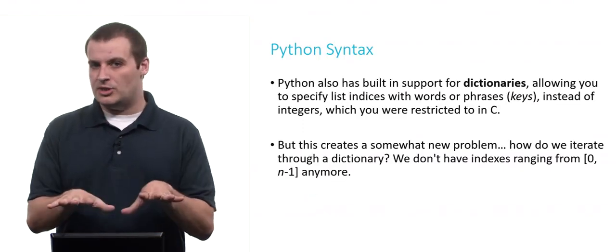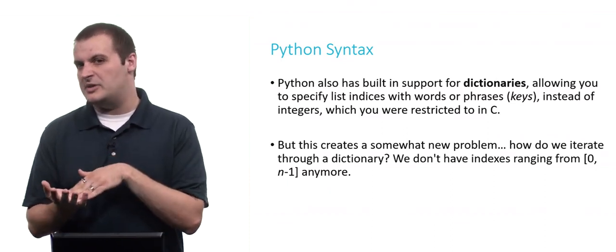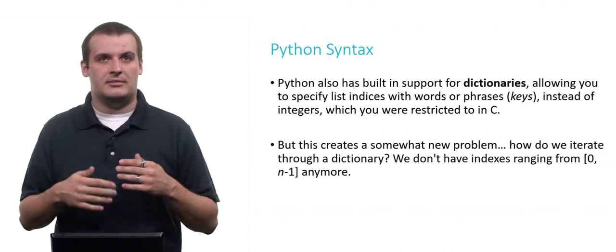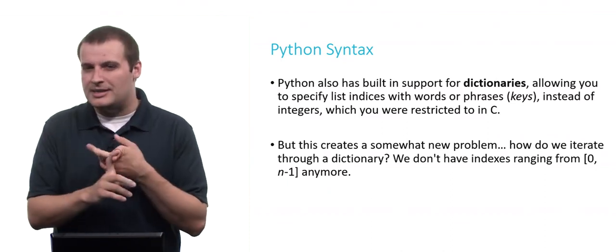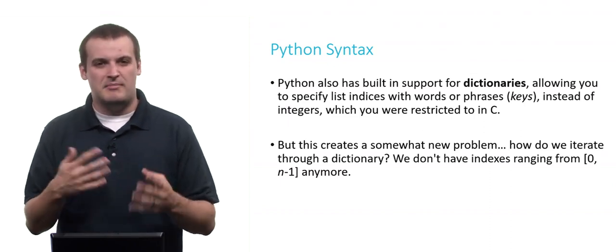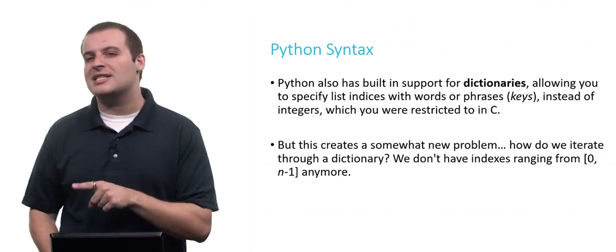But we've introduced a new problem. If we don't have integer-based indexes, like we did in C, how do we iterate through the dictionary? I guess we could iterate over the keys alphabetically, but then we would have to sort them alphabetically. That feels kind of messy. Fortunately, we can do this, and it's because of the flexibility of the for loop.